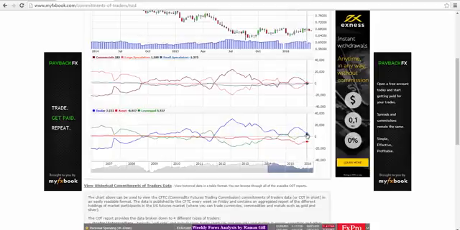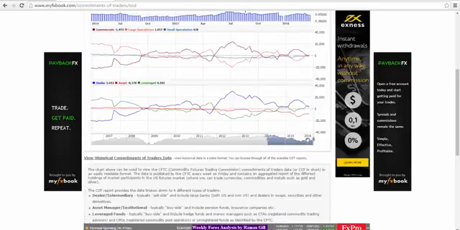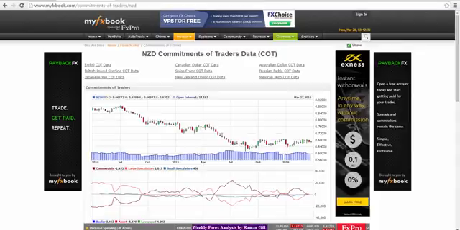So they had gone net longs. However, this week we see a slight decrease in these long positions. So we have seen the long positions go from 5,500 to 4,200. This suggests a short New Zealand dollar. Now let's move on to the charts.